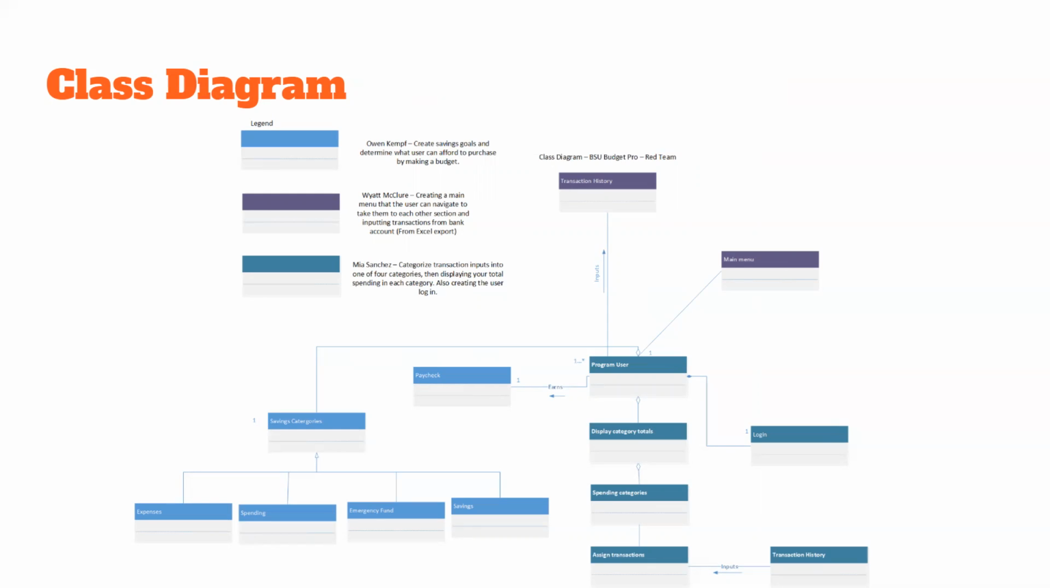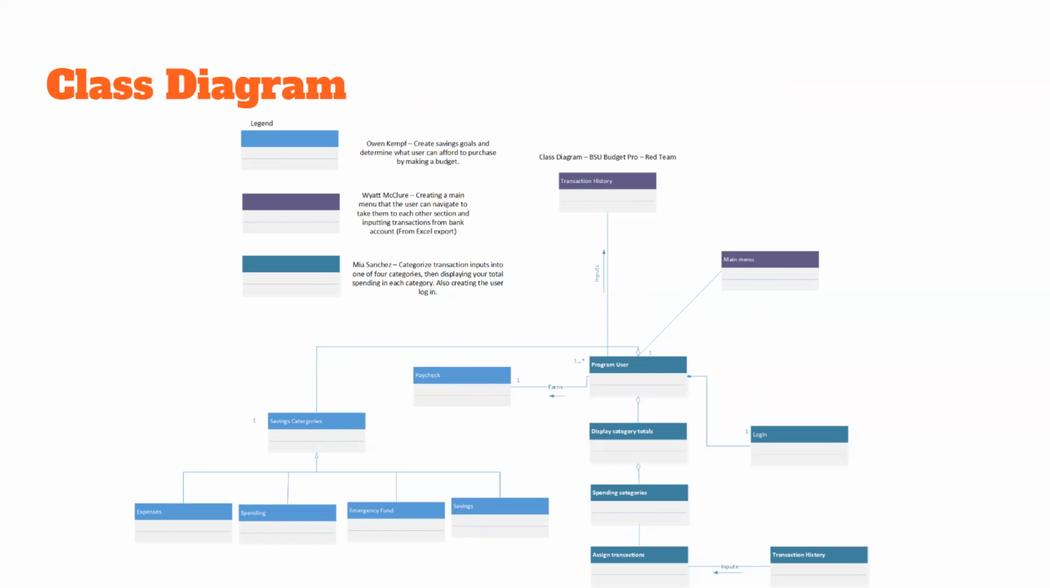Owen? So for savings categories, there are four. It is an inheritance, so all four of these are being treated the same way. And then the paycheck is just directly associated with the program user, as the program user earns that and then inputs what they have.